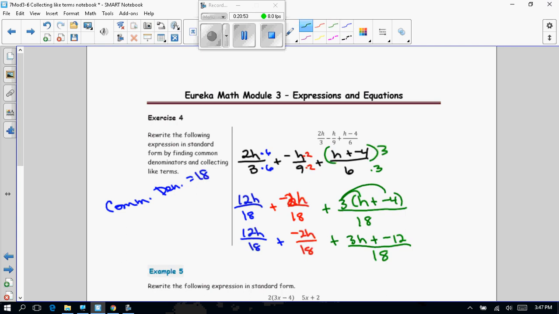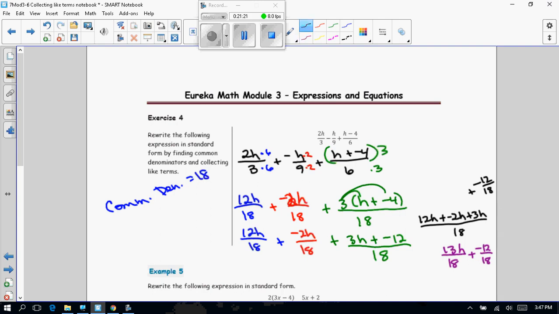So I'll have 12h plus negative 2h plus 3h all over 18. And then, oh, I've run out of room, negative 12 over 18. Sorry, I ran out of room there. So what do I get? 12 plus negative 2 is 10. 10 plus 3 is 13h over 18 plus negative 12 over 18. All right, I can have that as my final answer.